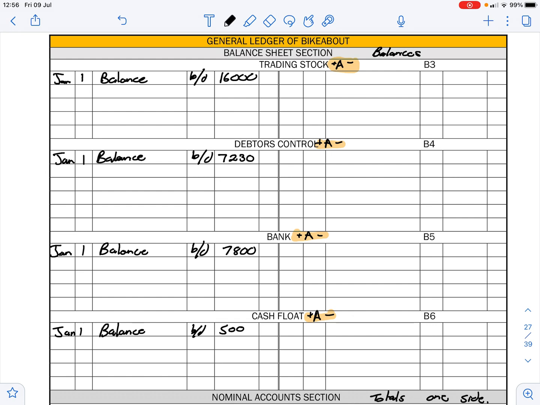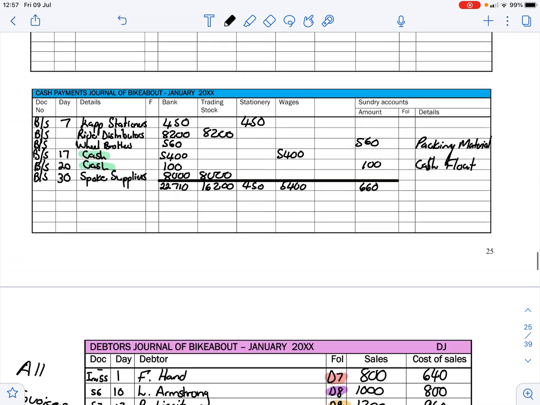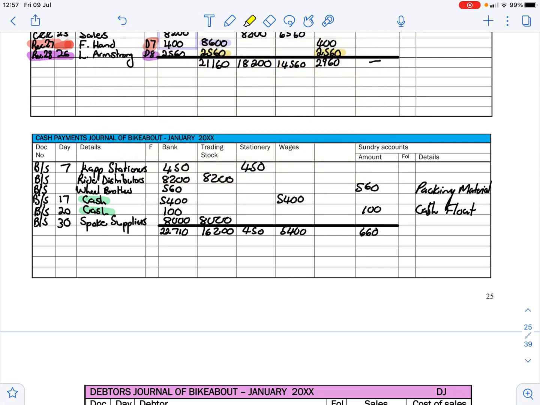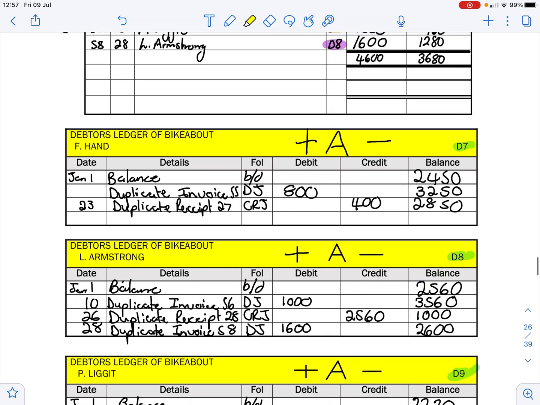Now, if we go up to trading stock and we start there, trading stock is an asset that increases on the debit side and decreases on the credit side. Now, in order for trading stock to increase, we would need to purchase more trading stock. Where would we purchase trading stock from? Our CPJ. If we go up to our CPJ and have a look, in yellow, you will see we do have a trading stock column, and we use the total of the trading stock column, which is 16,200 Rand.